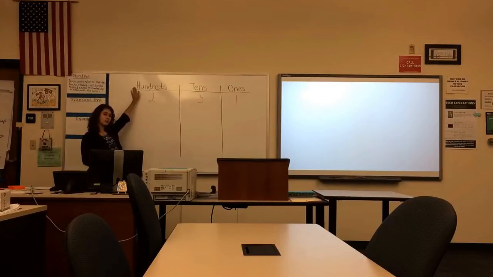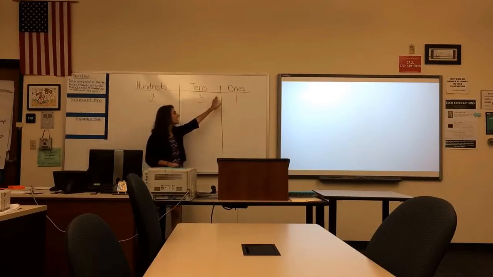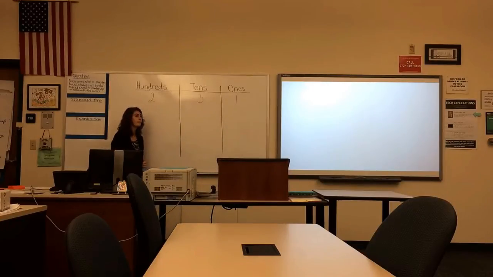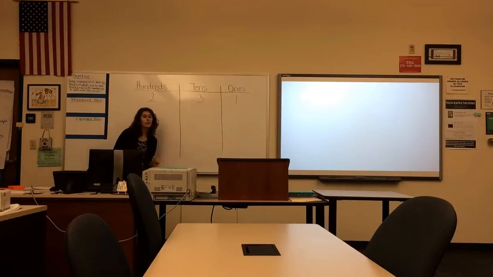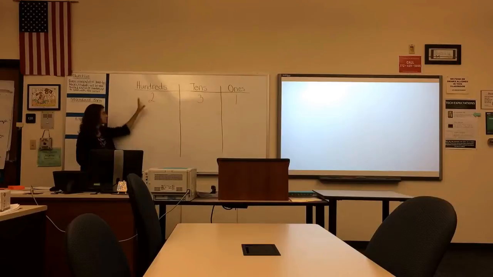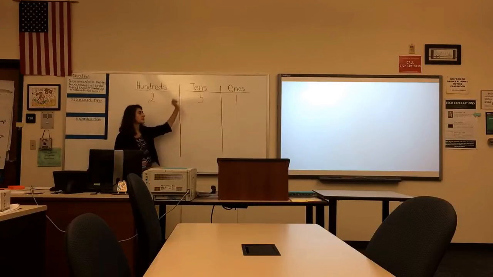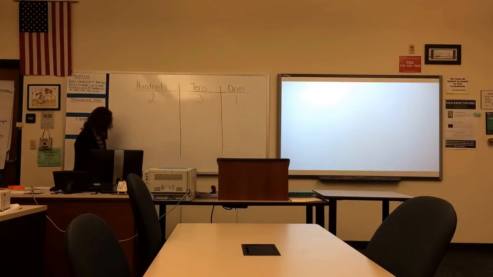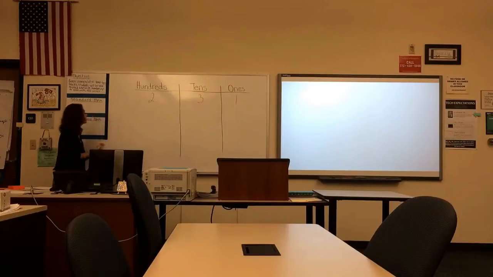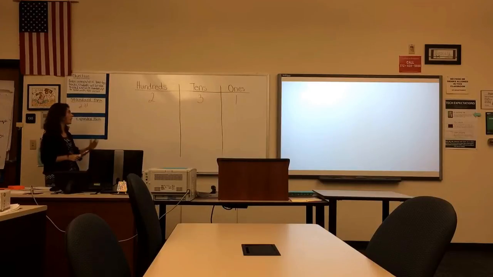It has a 100s column, a 10s column, and a 1s column. Now, this number here is 231. The 2 is in the hundreds column, the 3 is in the tens column, and the 1 is in the ones column. So, we have standard form. Standard form is how a number looks all the time. It's 231. It looks just like this in standard form.